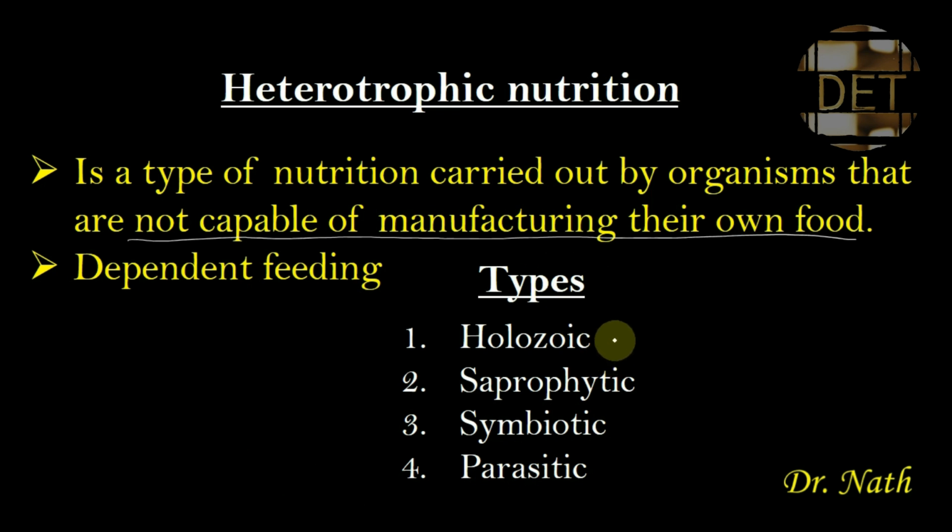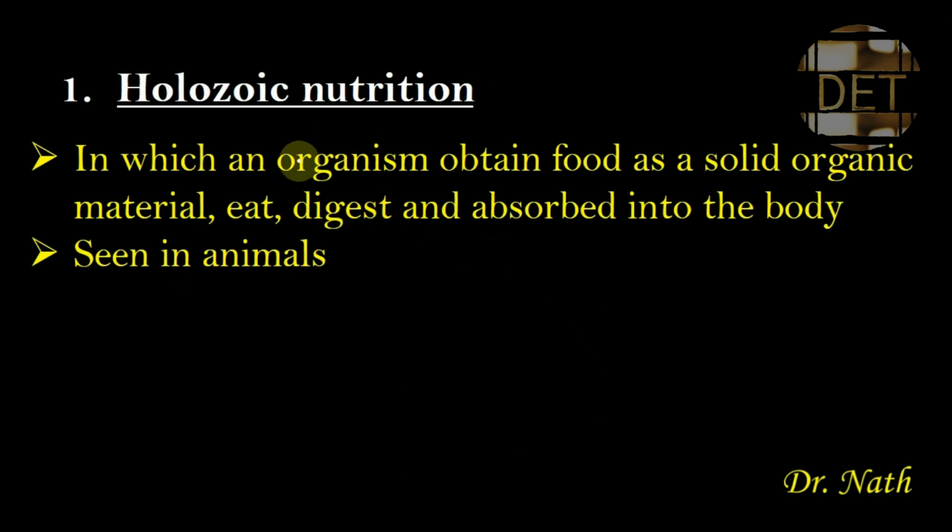So let's take the first one, which is the holozoic nutrition. So what is holozoic nutrition? Holozoic nutrition is a type of heterotrophic nutrition in which an organism obtains food as solid organic material, eats, digests, and absorbs it into the body. And this type of nutrition is mostly seen in animals, but it can also be seen in some plants.